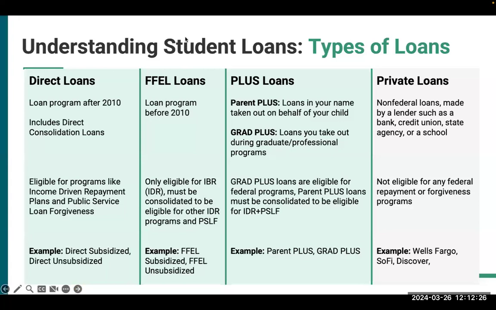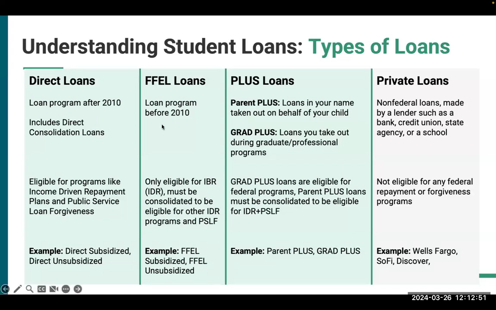All right, now we're going to talk about the different types of federal student loans. And again, this is one I would really pay attention to, because the type of federal student loan you have is going to determine your eligibility for certain repayment and forgiveness programs. So we're going to start on the left side of your screen here with direct loans, and then we're going to work our way over and briefly touch on private loans at the very end.